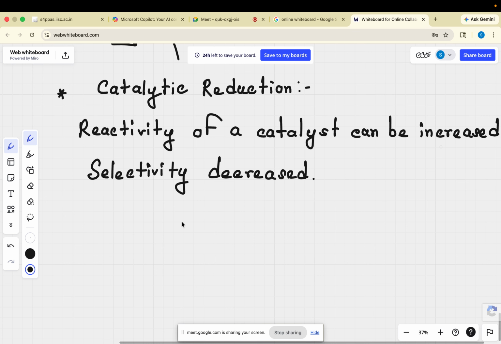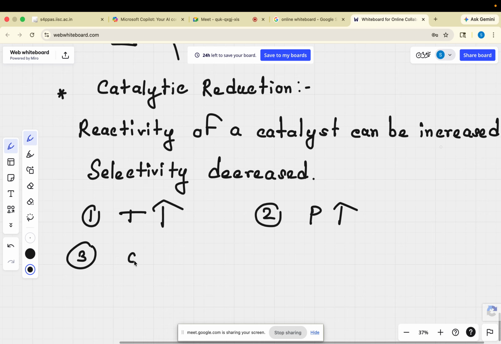Now what are the factors? Basically you can increase the temperature. Temperature increase, this is number one factor. Number two, you can increase the pressure as well, pressure increase. And number three, amount of catalyst. Amount of catalyst, that also you can increase to get better reactivity.